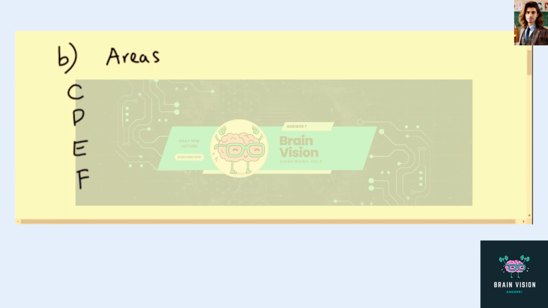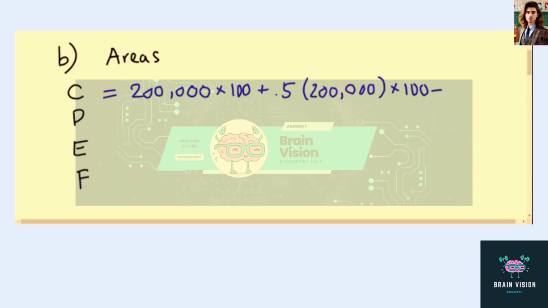The areas are calculated as follows. Area C, you will get 200,000 times 100 plus 0.5 times 200,000 times 100. The sum of it is 30 million.